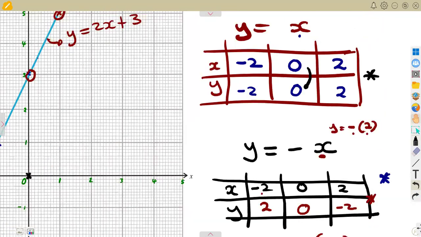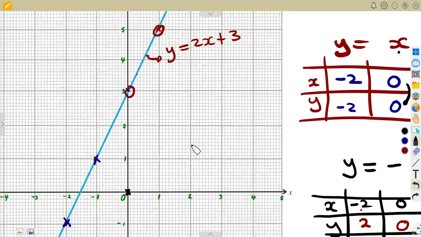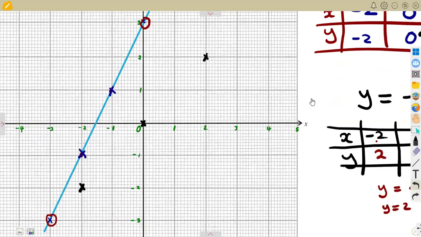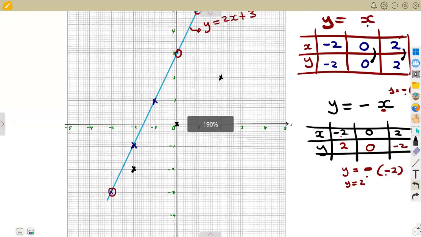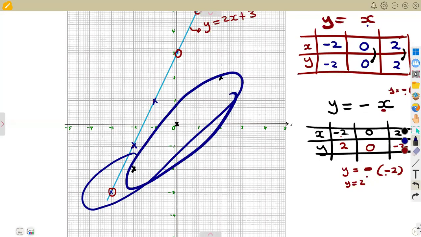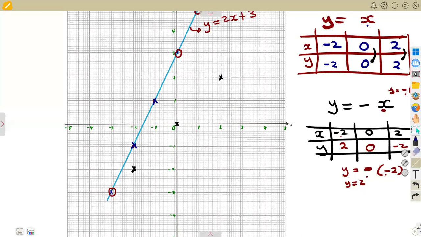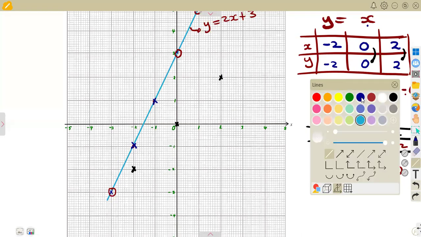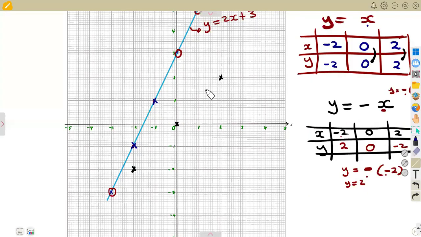Then the last one is 2 versus 2. X is 2, y is 2. They meet at this point. That is where you mark the point. My points are enough to draw a straight line. Like I said before, what you need is to join my points to form a straight line at the end. So by this, we are going to have something of this nature.